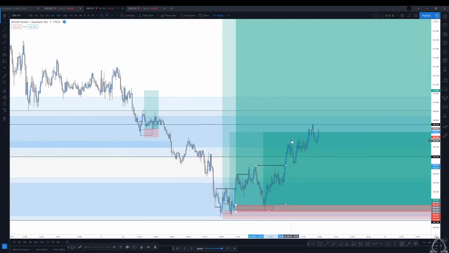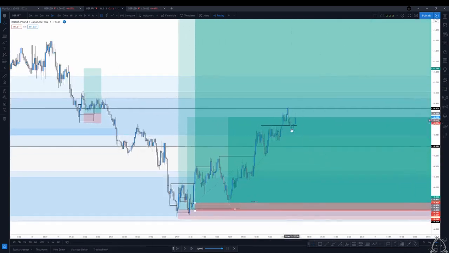So we've broken this structure. We've run away from it. We've broken this structure. Get rid of that, we don't need it. And what we can see is now what makes sense is we can trail underneath this swing low right here. And if we look at the time, we can see that we're in spread hours, so I don't necessarily want to do too much at this point.